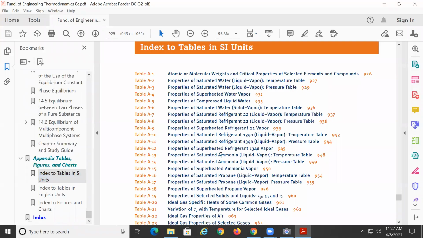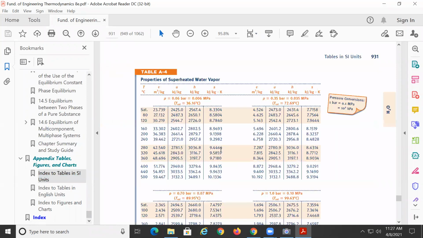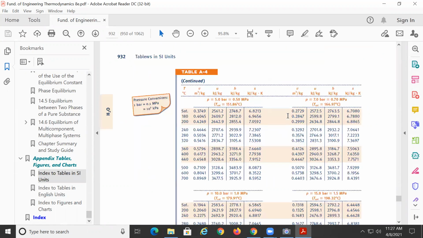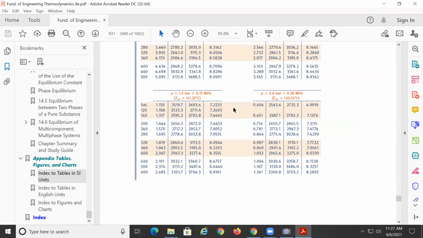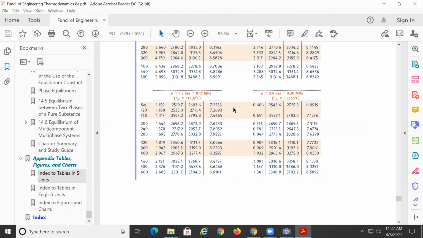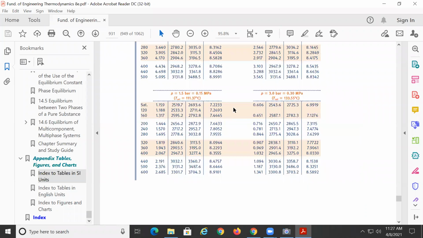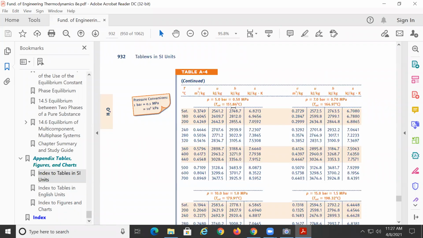Okay, SI tables, here we are. Table A2 is the one that has the double columns. Here we go. So what do we have? 3 megapascals. So this is in bars, so 0.3, 5. We are out of luck. So we have 5, 7, and 0.3. It jumps from 0.3 to 5.